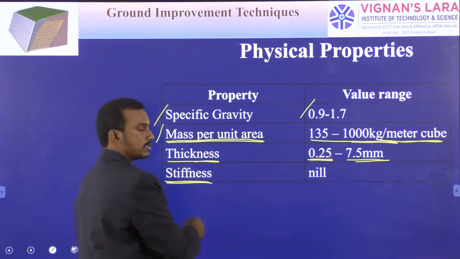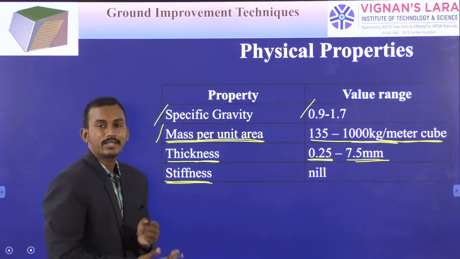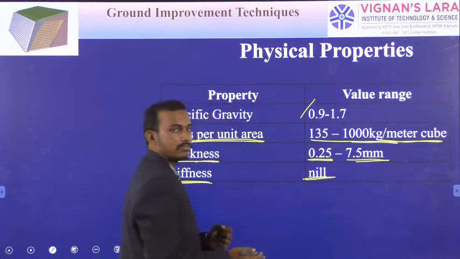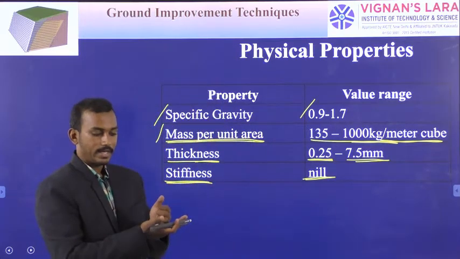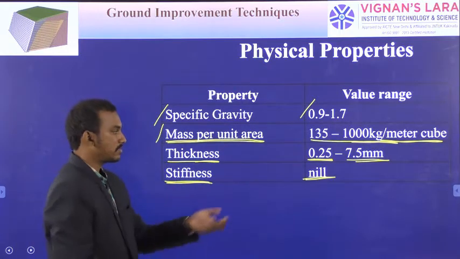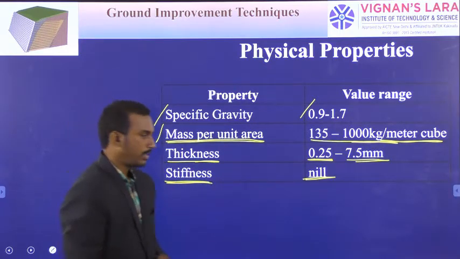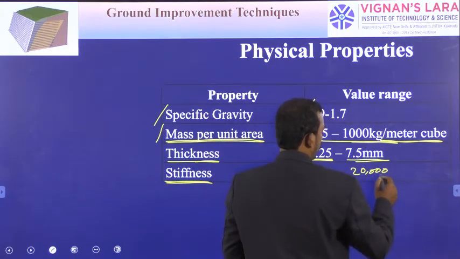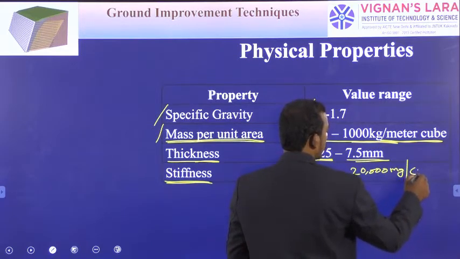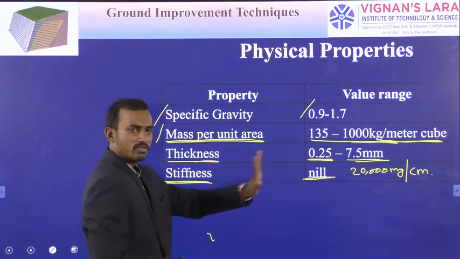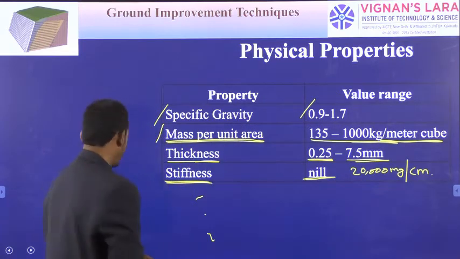Then stiffness. Stiffness means, when you apply the load, the resistance to deformation. As these are polymer and synthetic materials, when you apply any load, they cannot offer any resistance to deformation. It will deform immediately. So that's why it is taken as nil. But actually, its value is approximately 20,000 micrograms. If you apply this much load per 1 centimeter, then it will deform. That is almost equal to 0, so we consider it zero.